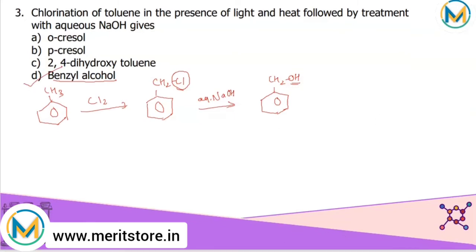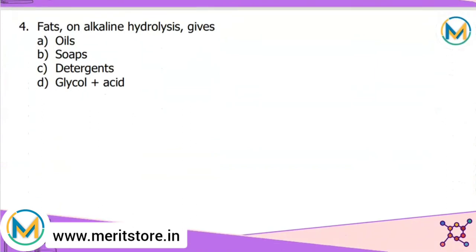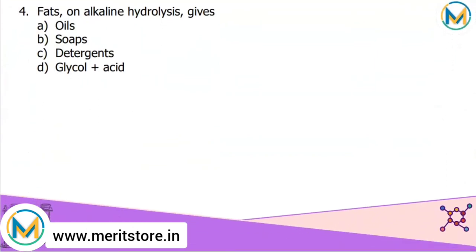Looking towards the next question, that fats on alkaline hydrolysis gives. So we know that fats are esters of higher fatty acid with glycerol. Hence, on alkaline hydrolysis, they give back glycerol or potassium salt of acid. So we have glycerol and acid. So correct answer is option D for this question.